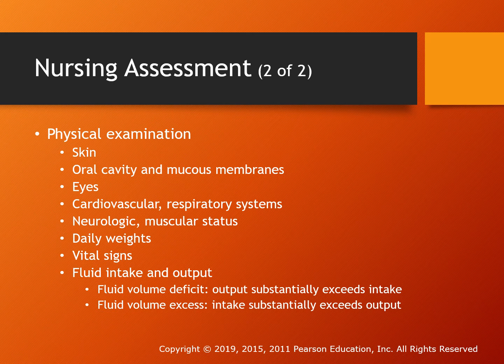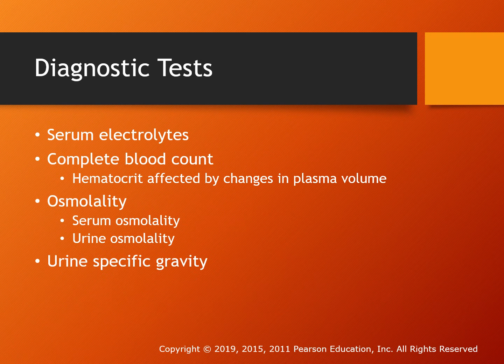Daily weights. Our weight shouldn't fluctuate but about a half a pound a day. So if we're gaining 2 to 3 pounds a day, that's irregular. That needs to be reported. Daily weights, vital signs. Again, are you running a fever? Are you tachycardic? Is your blood pressure elevated or is it low? Fluid volume intake. Are you in a deficit state or an excess state? Not taking in enough, or you got too much.